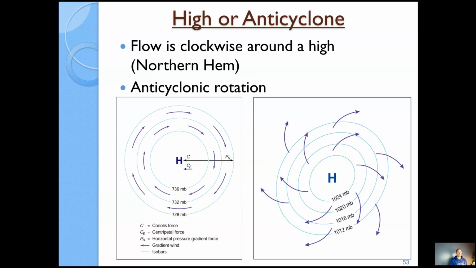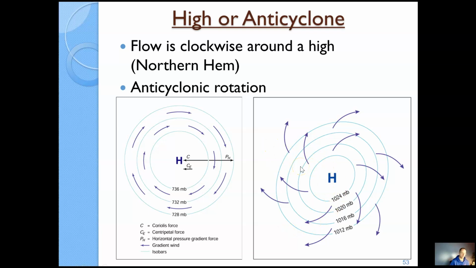High pressure, still in the northern hemisphere, clockwise flow, gradient wind balance here on the right. Again, simply reverse the pressure gradient as well as the Coriolis. Slightly different terminology and shorthand in this image. But what you have then at the high, at the surface, is outward and clockwise.